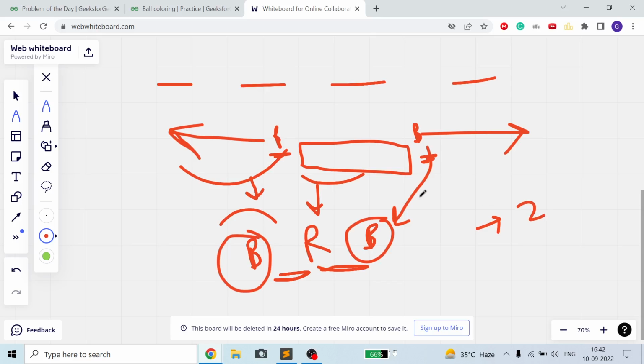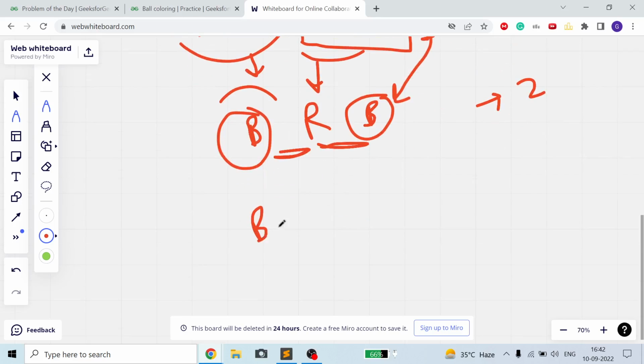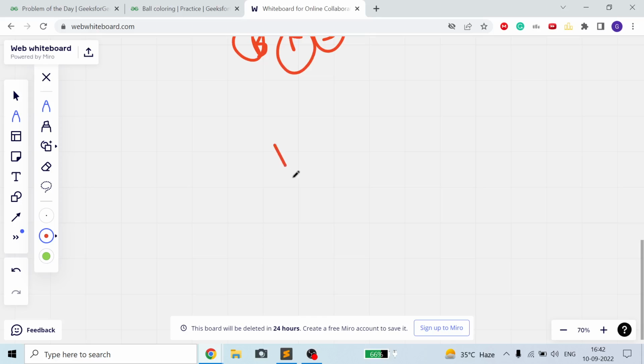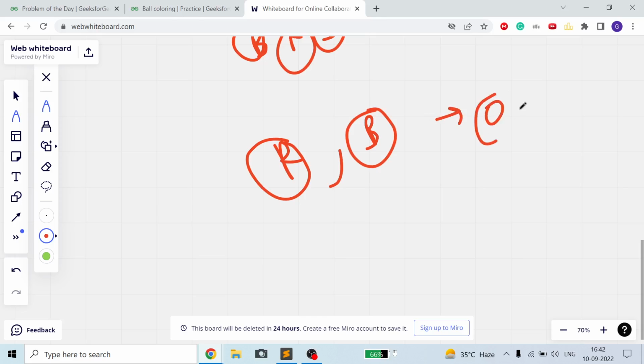So for two positions, what do I have to do? BRB means some blue color balls, then red, then blue, or it can be some red color balls, some blue color balls, some red color balls. For two positions, the answer is equal to 2. Now for zero, all should be R or all should be B. Zero means zero connectivity of red and blue balls together.